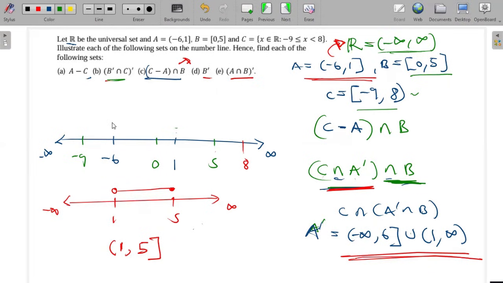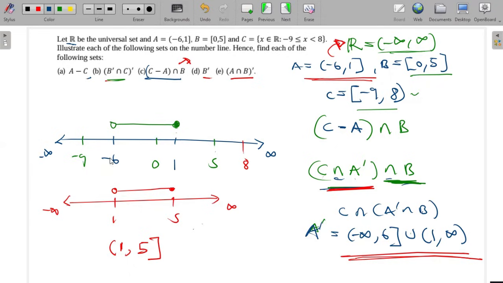So the set A is open here, and then, okay, you can mute your mic. All right, so there, and then here it's closed. So this is our set A. So the complement is everything outside this part, in the universal set.